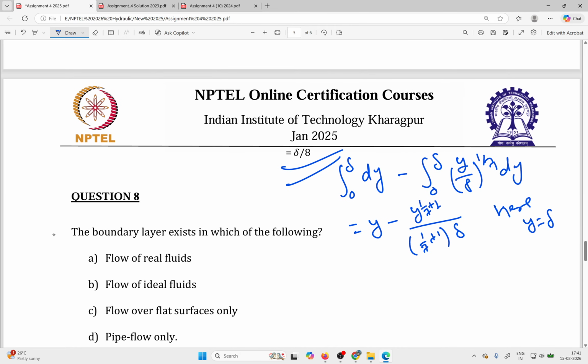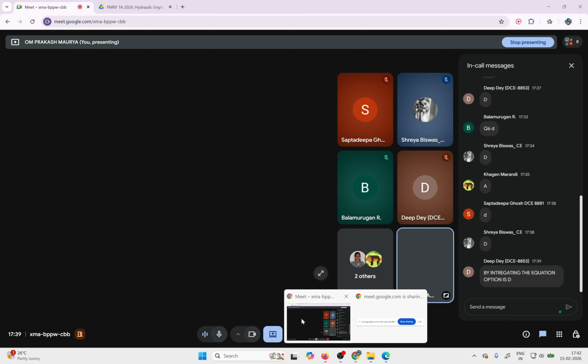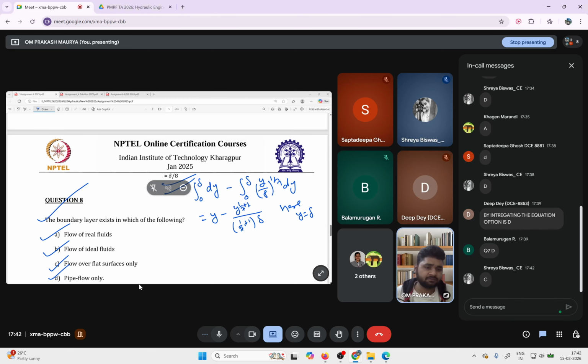Question number 8. The boundary layer exists in which of the following? The flow of real fluid, flow of ideal fluid, flow over flat surface only, and pipe flow only. The boundary layer exists in which of the following? You have to select the most appropriate. Only one option here is correct. So you have to select the most appropriate answer. Think and try to write your answer in the chat box.